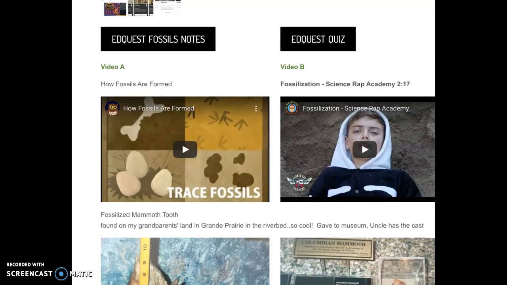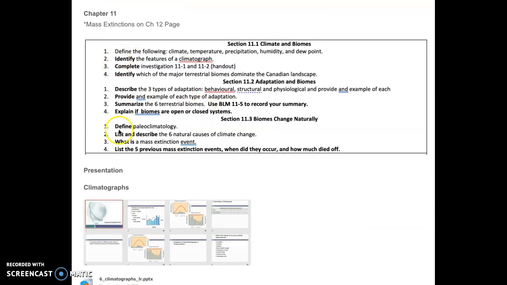So are we actually talking about mass extinctions right now? No, we're done that. There, we did number 3. What is a mass extinction event?